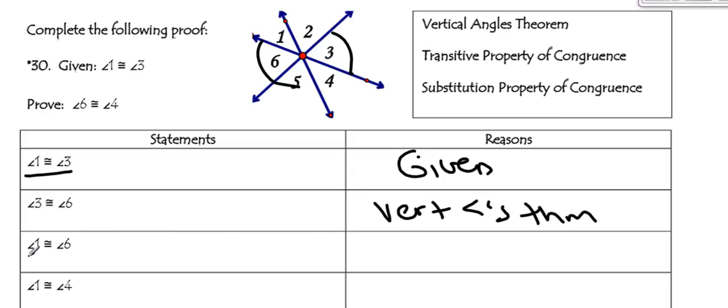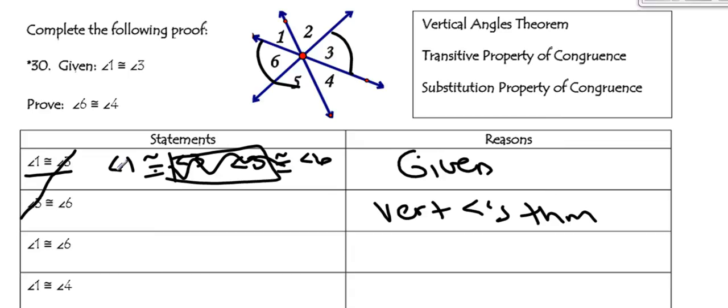Then we have that 1 is congruent to 6. In this line we have 1 is congruent to 3, 3 is congruent to 6, and my 3's go away, and I'm left with 1 congruent to 6. Well, remember your transitive property. When the 2 middle terms are back to back, here's our first line, here's our second line, and the two middle terms disappear. We're left with the first and the third. That's called the transitive property.